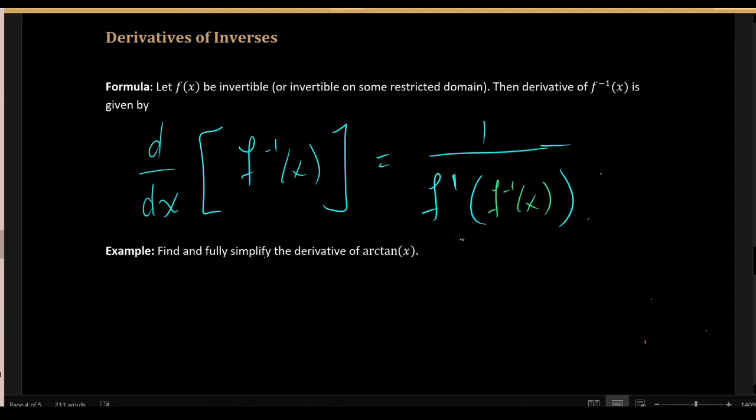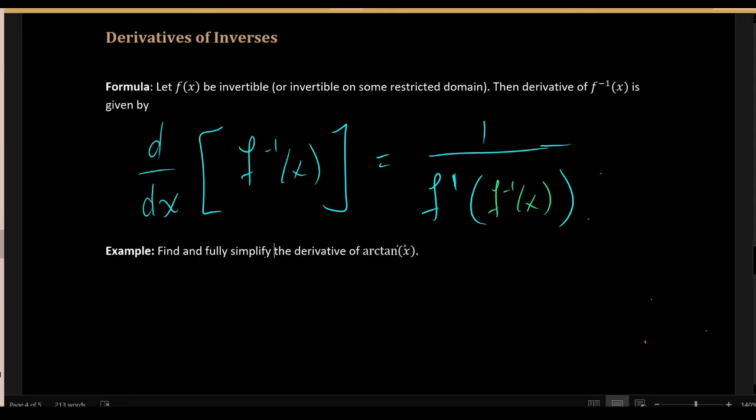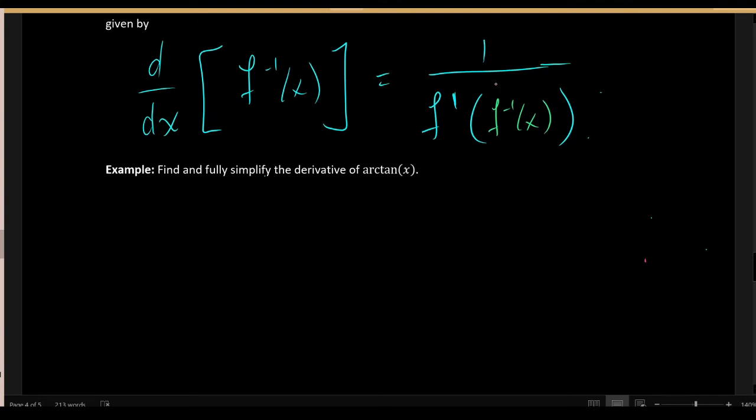This is a little technicality that has to do with the fact that if you look at the two tangent lines in this picture, the two tangent lines are not quite located at exactly the same position. The pink tangent line is located at the position where x is equal to 1. But the mirror image, the yellow tangent line, is located at the position where x is equal to e and y is equal to 1. So it's the reciprocal of the derivative of the original function with f inverse plugged in.